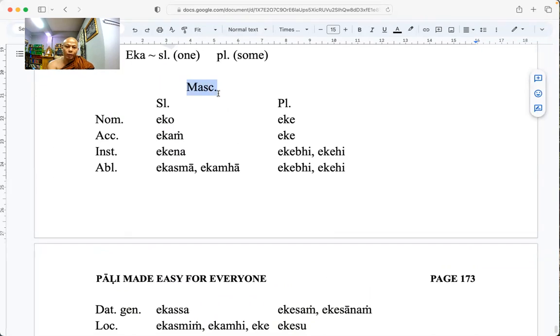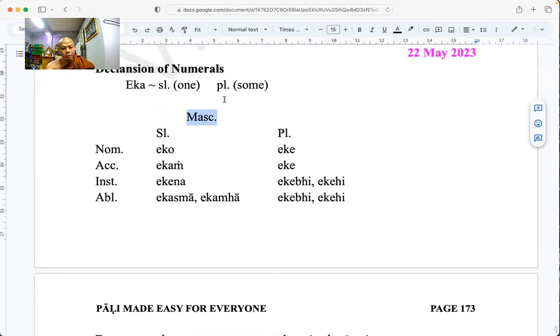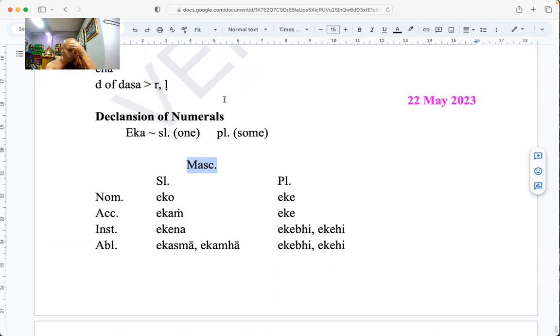So the masculine singular is in this way, very simple. We already learned it like ya or sabba, mostly sa or da or like that. But here the important thing to remember is that eka singular means one, but plural means some. It is a different meaning. Because eka is a single one, it should have only a singular declension, but plural also exists, with a different meaning.